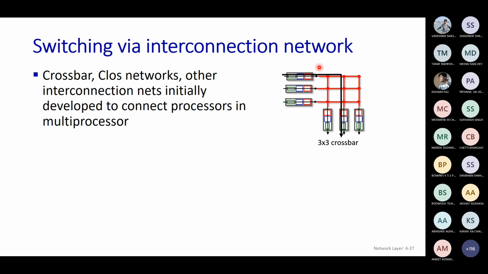So in this case, what will be the advantages? You can get multiple paths from different input ports to the output ports at the same time. So here, this one can transfer the data to this one, whereas input port 2 can send data directly to input port 1 at the same time. This is one of the advantages that we get.